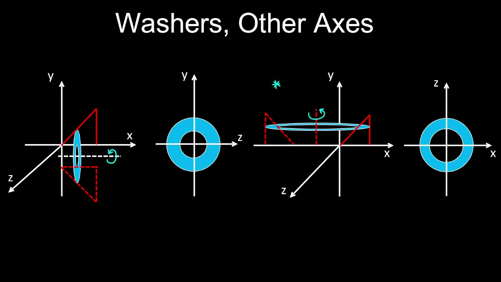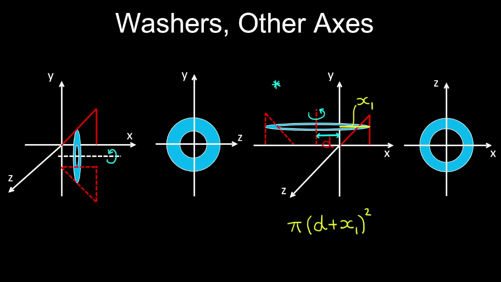So if we designate the distance from this vertical axis to the y-axis as d, and the distance from the y-axis to the outer washer as x1, well, the radius of the outer circle of the washer is then d plus x1. Then squaring that and multiplying by pi gives the area of that outer circle of the washer.